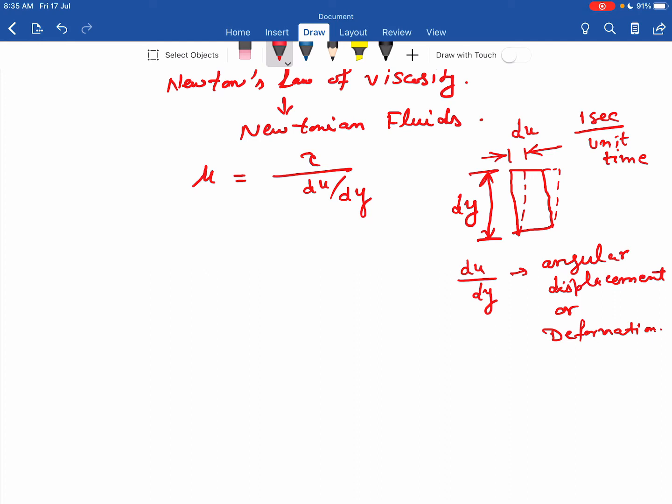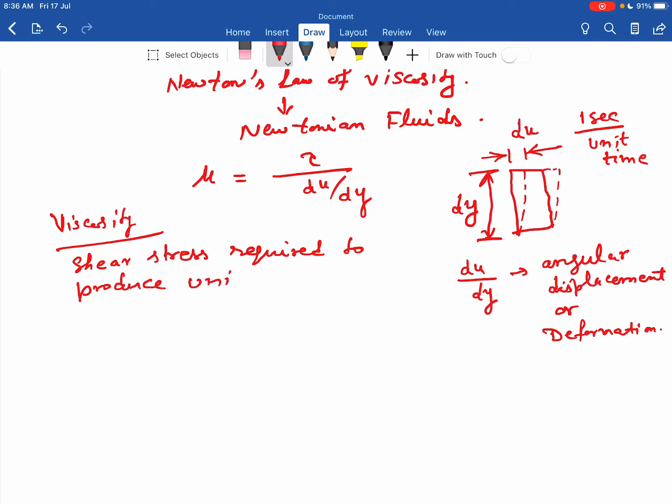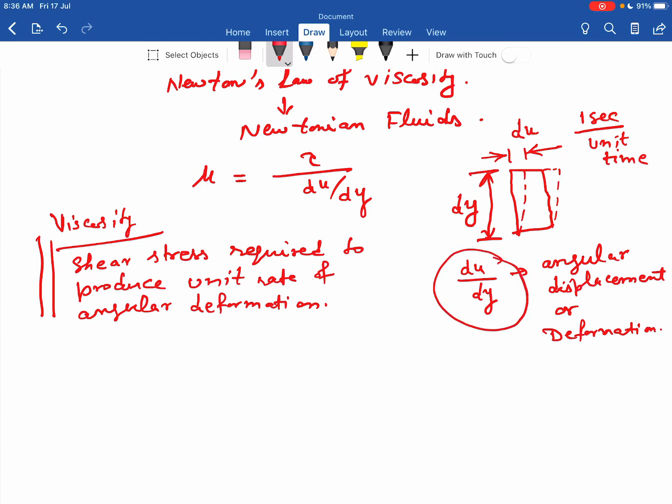So now you can define mu easily. Mu is dynamic viscosity or simply viscosity. So viscosity can be defined as the shear stress required to produce unit rate of angular deformation. So viscosity is defined as the shear stress required to produce a unit rate of angular deformation. So that is mu. Okay.